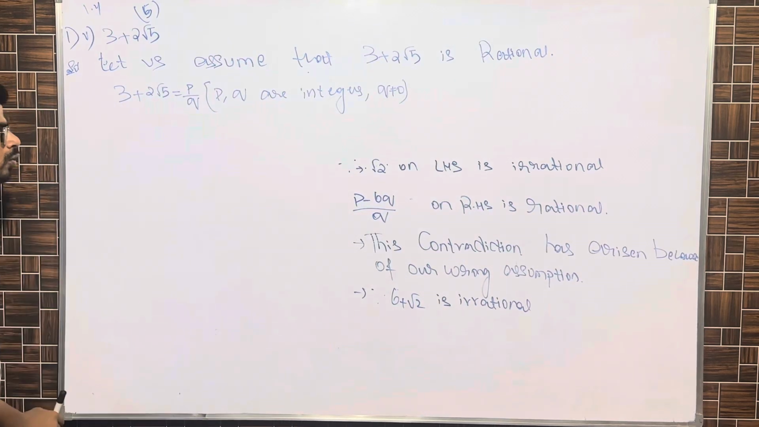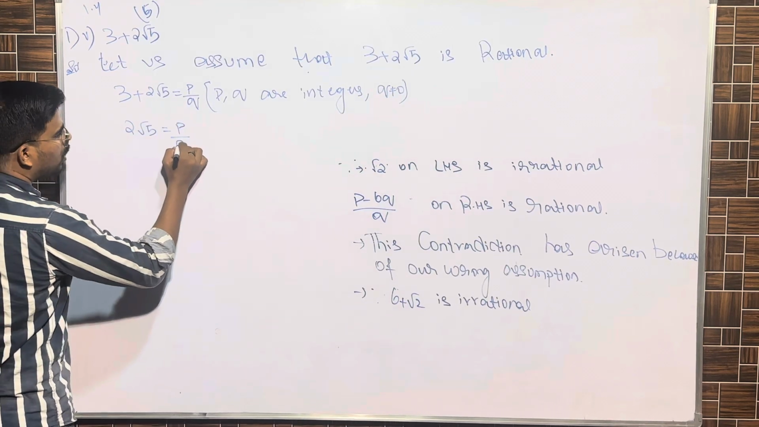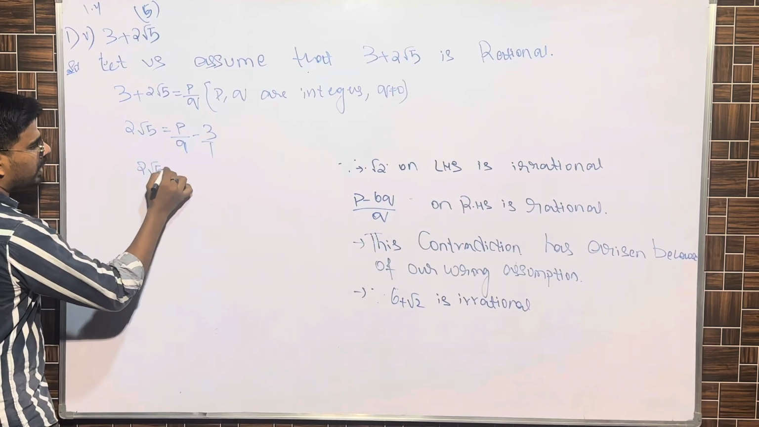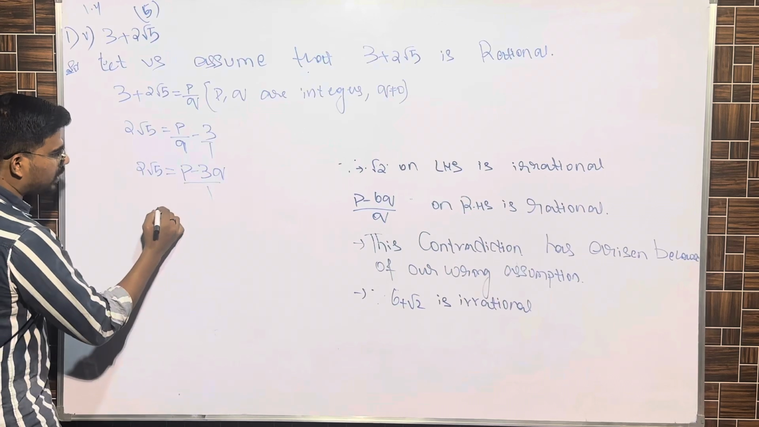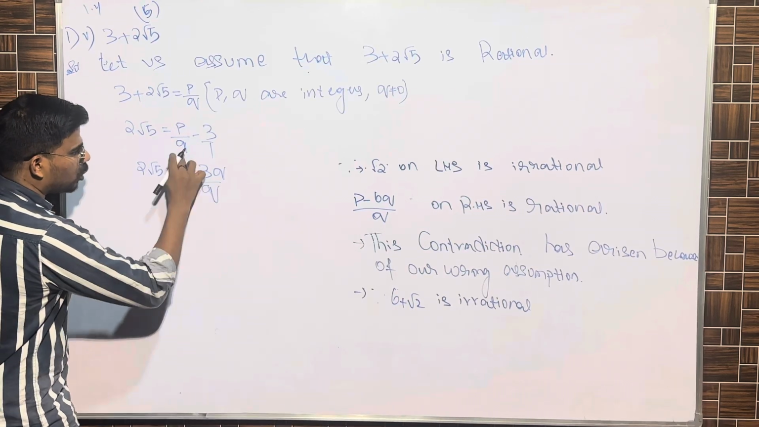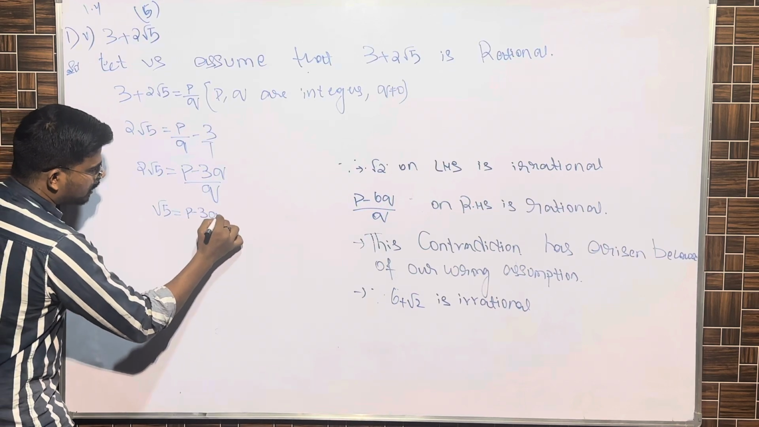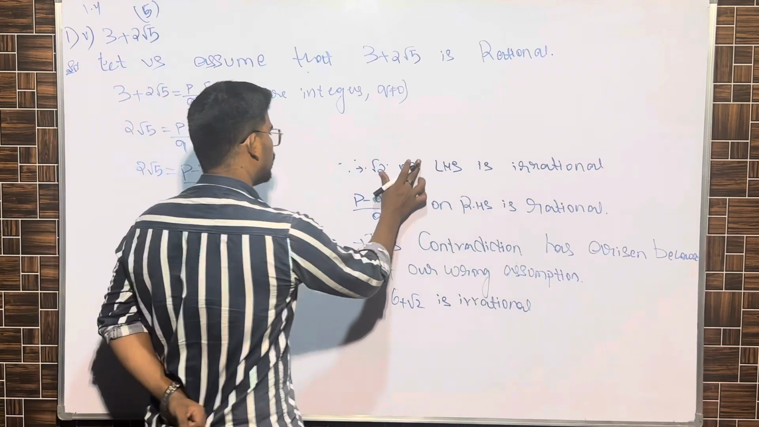राइट, 2 रूट 5 रूट का नंबर एक जगह, बाकी के सारे नंबर्स एक जगह. कितनी बार बोल दिया अभी तक? 2 रूट 5 इज इक्वल टू p बाई q माइनस 3. क्रॉस मल्टीप्लाई. 2 रूट 5 इज इक्वल टू p माइनस 3q बाई 1 टू दिस साइड. नॉट 1 q इंटू 1 q. सो रूट 5 इज इक्वल टू p माइनस 3q बाई 2q.